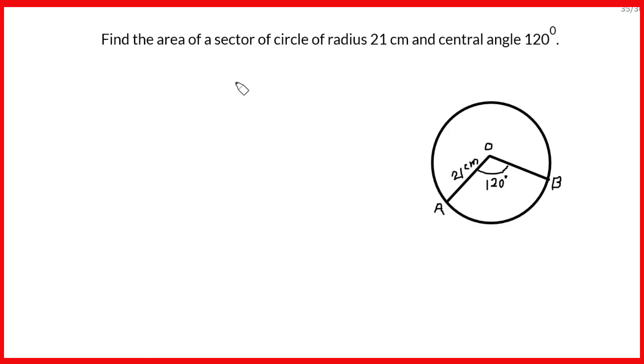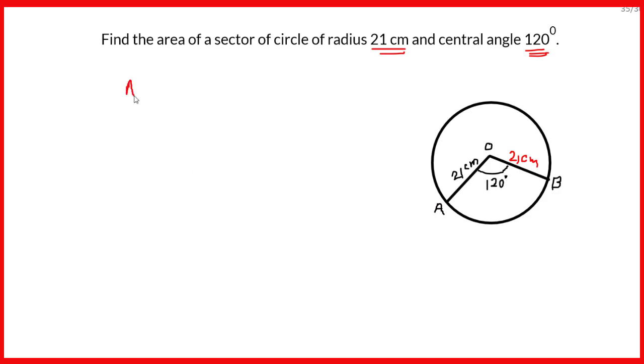Now here you have to find the area of the sector of a circle of radius 21 centimeter whose central angle is 120 degrees. This is a very simple question. A circle is given and the radius is given as 21 centimeter. So both these radii will be 21 centimeter and the central angle is given as 120 degrees.